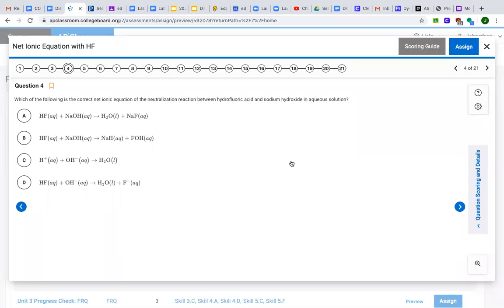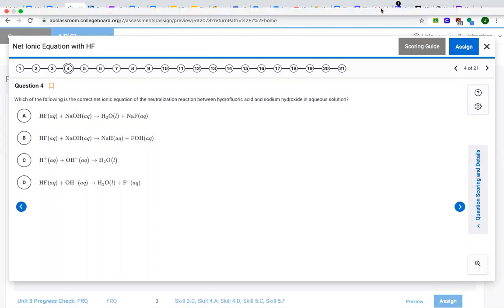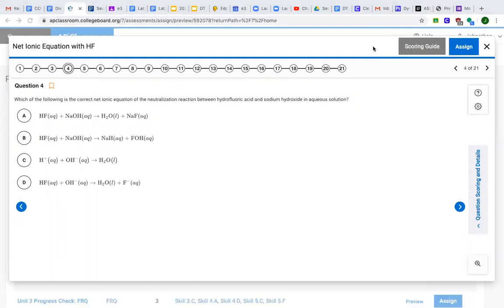So we're doing this question, Rainisha, number 4. Which of the following is the correct net ionic equation for the neutralization reaction between hydrofluoric acid and sodium hydroxide? I think we know what hydrofluoric acid and sodium hydroxide are at this point. So go ahead and take your time. Let's take a minute and a half to work through this. I'll pause the recording.